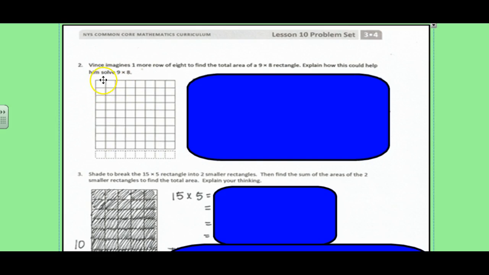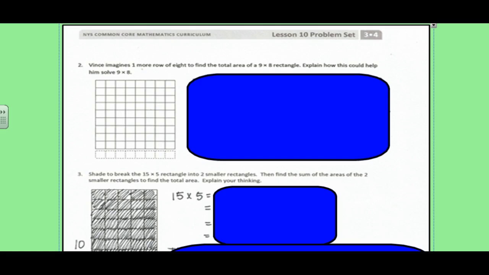Okay, well, whenever you're looking at it, let's see how many rows he has to begin with. He had 1, 2, 3, 4, 5, 6, 7, 8, 9, and there was 8 in each row. So if he added one more row of 8, he really has 10 rows of 8. We know that we can solve 10 times 8 a lot easier than we can solve 9 times 8. So right now, Vince is really thinking of his rectangle having 10 rows with 8 in each row.